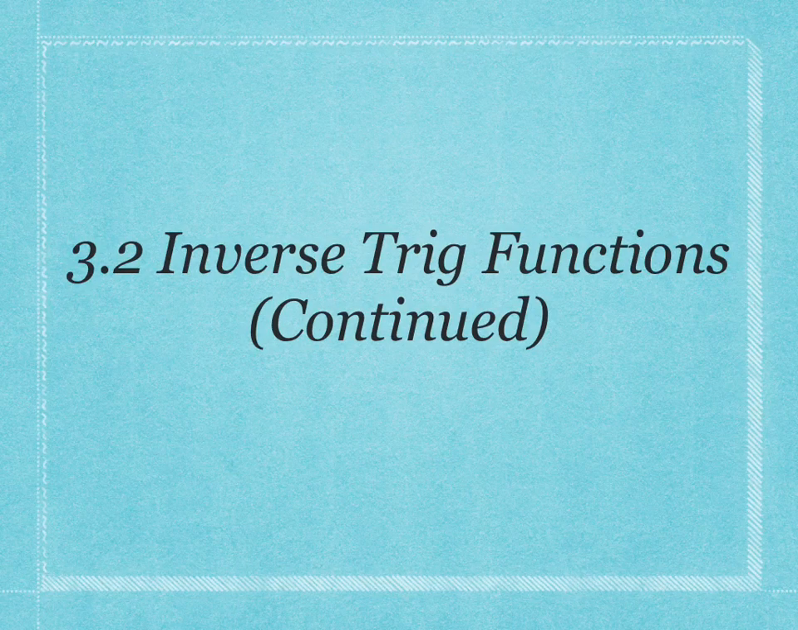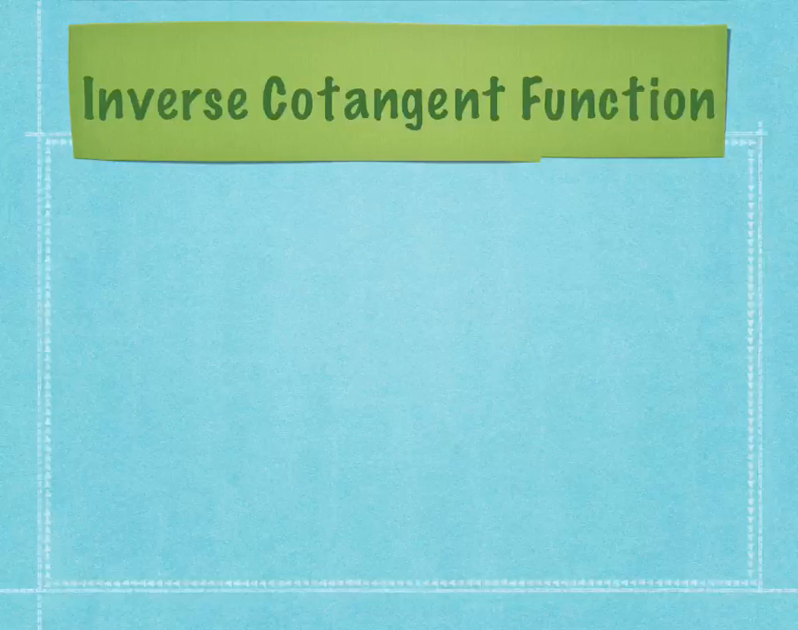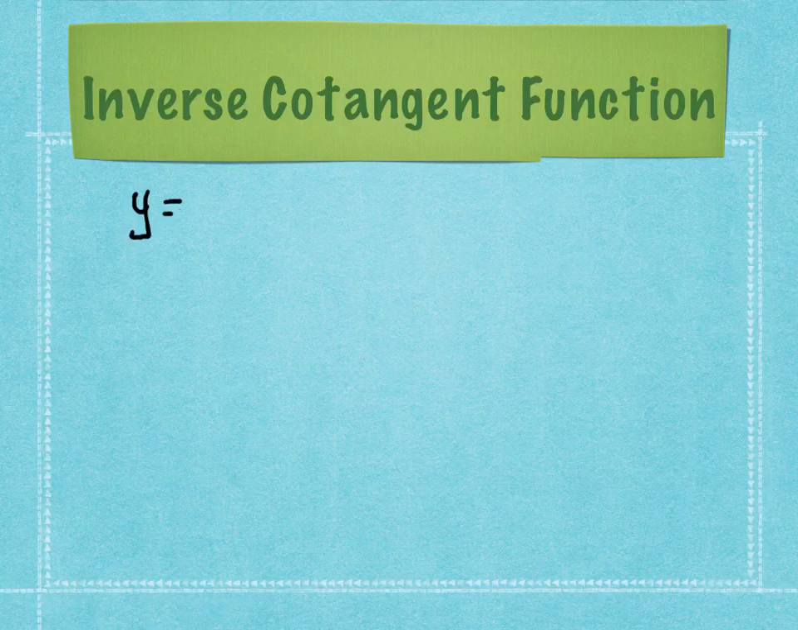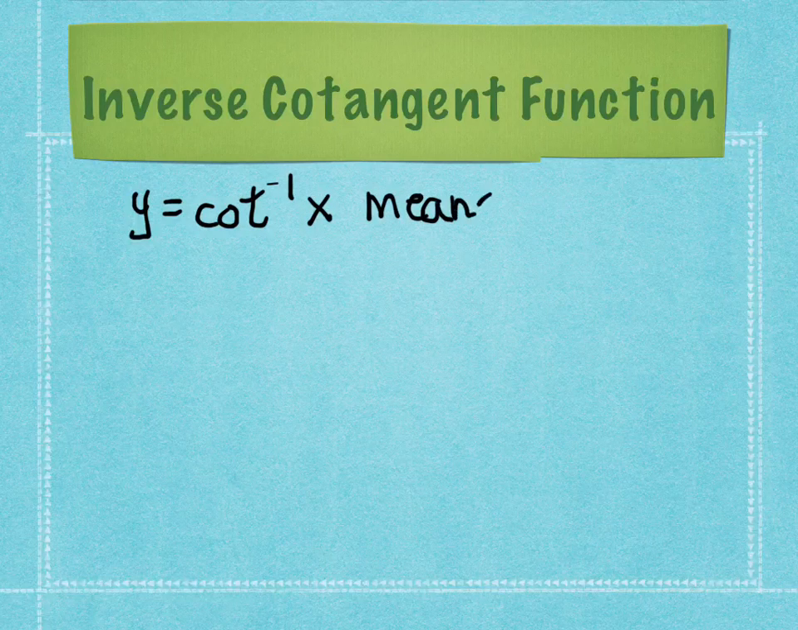In this lesson we're going to pick up where we left off last time and talk about inverse trig functions, and the three remaining of the 6 inverse trig functions are the ones we're going to work on in this section. The first one is the inverse cotangent function, and this inverse cotangent function looks like y equals cotangent inverse of x, and this means, just like in the last section, that cotangent of y equals x.